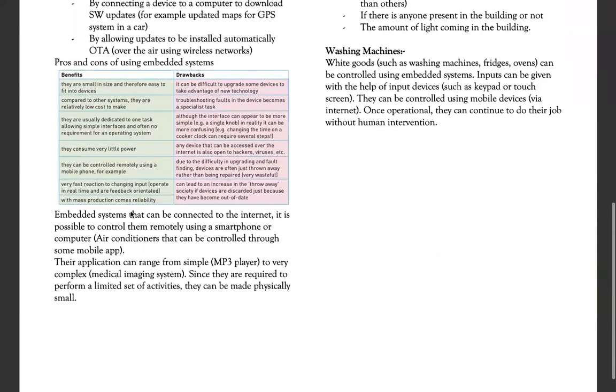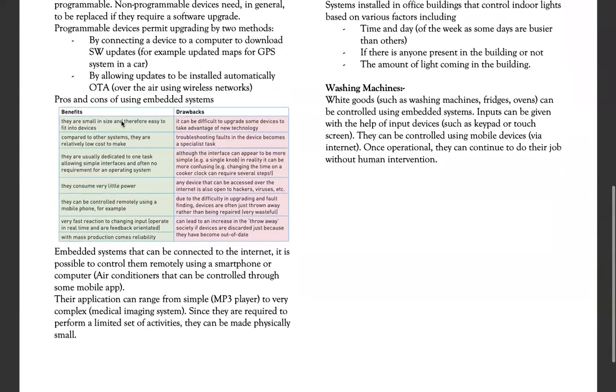There are some advantages versus disadvantages of embedded systems. Benefits are they are very small in size. That means we can incorporate them into smaller and smaller devices, making them smart devices. They can be compared to other systems. They are relatively cheap to make, so we can incorporate them into multiple devices as well. They are usually dedicated to one task, allowing simple interfaces and offering no requirement for an operating system.